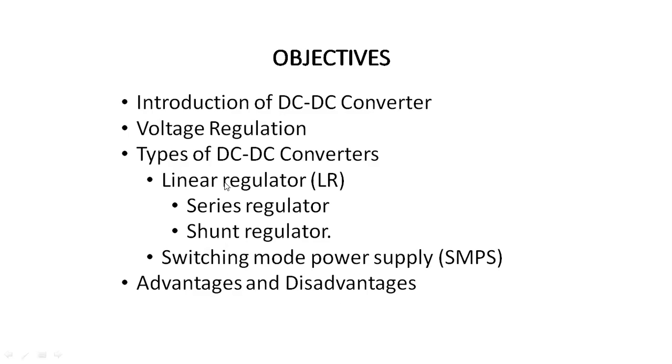These are nothing but linear voltage regulator, in which we are supposed to see the series voltage regulator and the shunt voltage regulator. And the other type is switching mode power supply, or we can say it is working as a switching voltage regulator, switch mode voltage regulator. And we are supposed to see the advantages and disadvantages of linear and switching mode power supply.